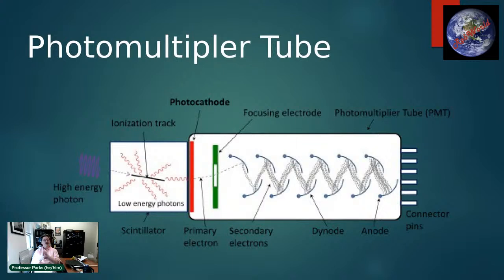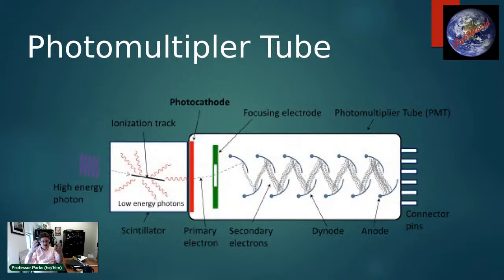Now, this is adequate for the field of photometry. Photometry is simply the measure of how bright something is over time. So a photomultiplier tube did an adequate job of doing that.